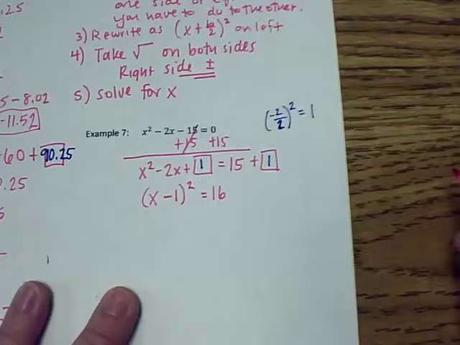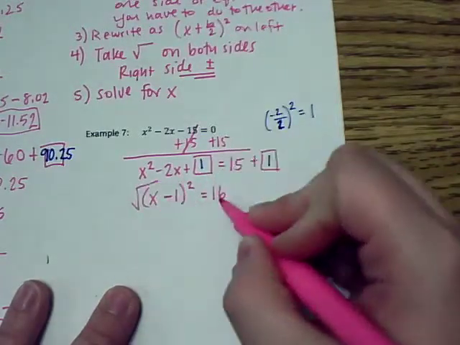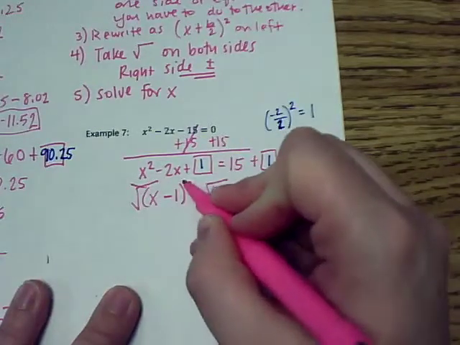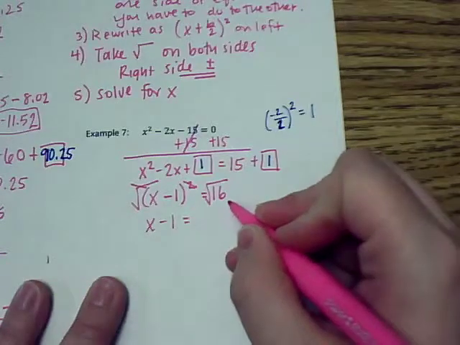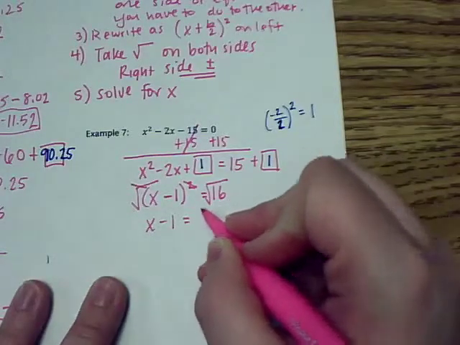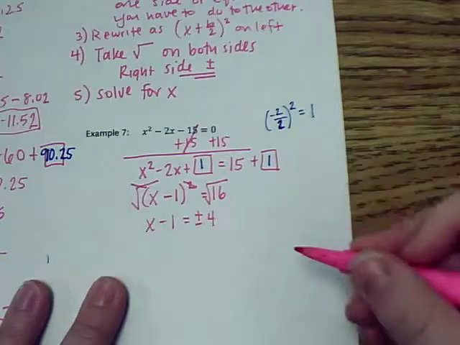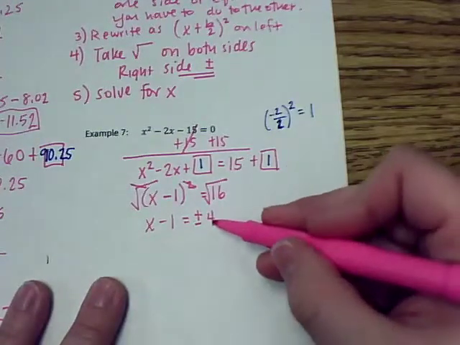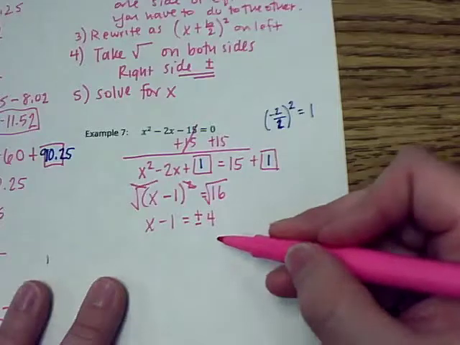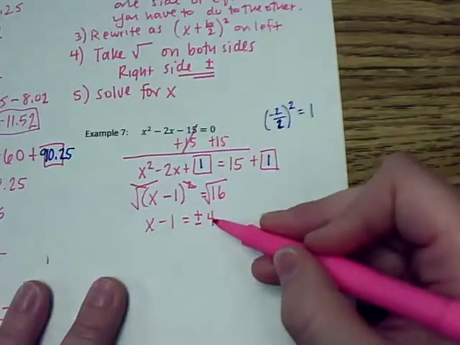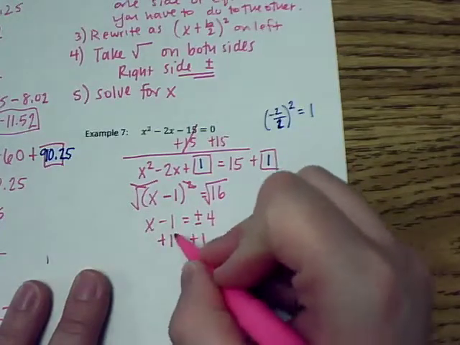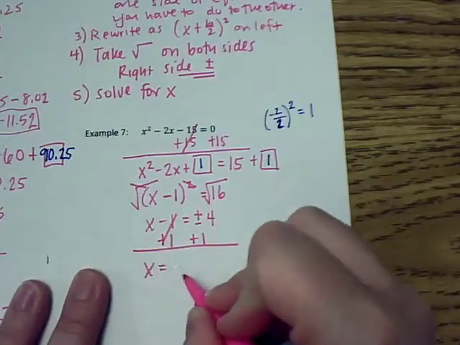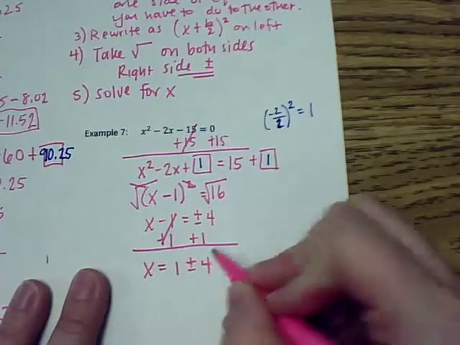Alright, once it's written like this, we need to solve for x, so we have to take the square root. The square root on the left cancels the squared, so we're left with x minus 1. The square root of 16 is 4, and don't forget the plus or minus part. And here's where it's easier to see: positive 4 squared is 16, negative 4 squared is also 16. So that's why we need that plus or minus aspect. Then I'm going to add 1, so x equals 1 plus or minus 4.